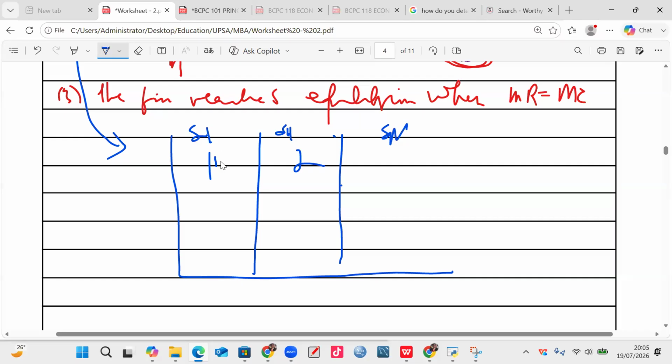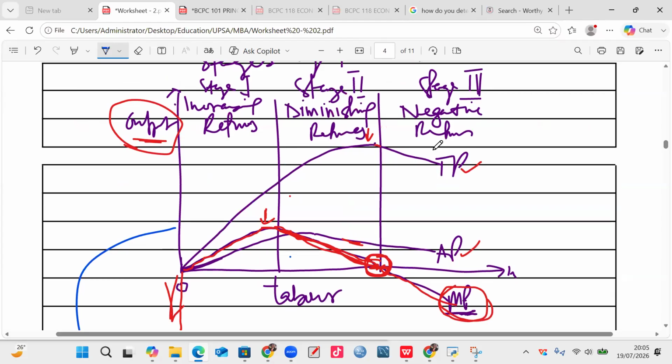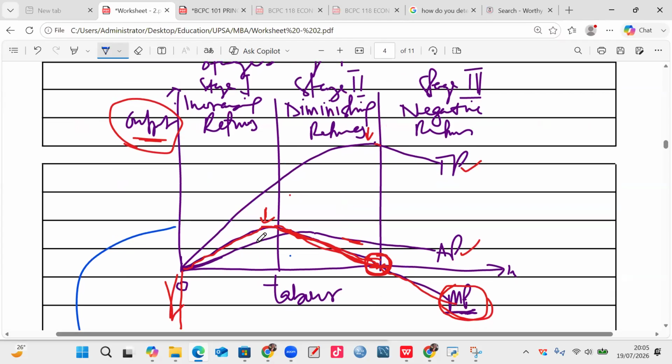In the first stage, they are all increasing, so it is called increasing returns. The second stage is called diminishing. They are decreasing. Diminishing or decreasing. Then the last stage is called negative. And I said, what will help you know that it's negative is that we use the MP. The MP tells us how it's moving. So you can see that of all the 3 curves in the last stage, it is only the MP which is in the negative region. That's why it's called negative returns.